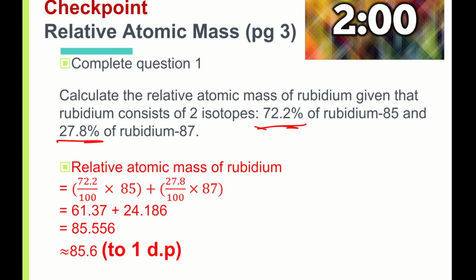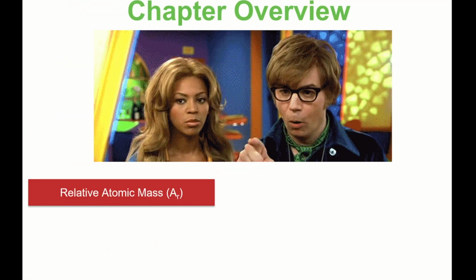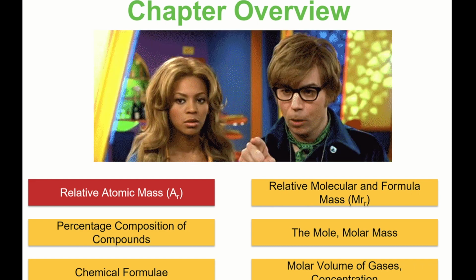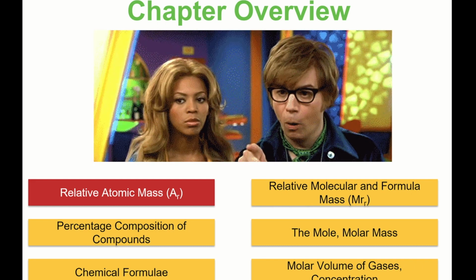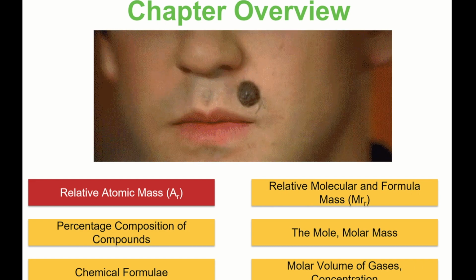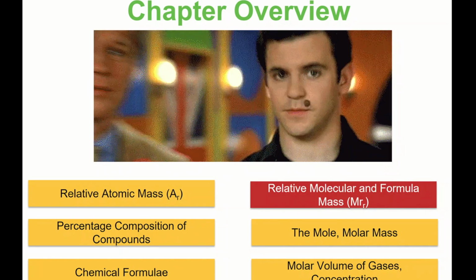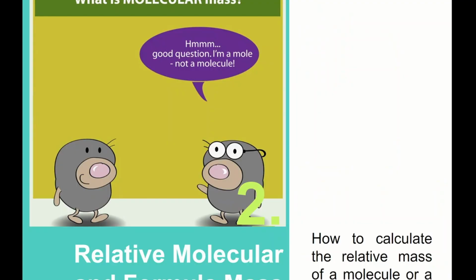Now let's take a look at the next part, which is relative molecular mass. We have finished relative atomic mass, where we were talking about the mass of one atom. What happens if we have a molecule? So we're going to take a look at relative molecular mass and relative formula mass. The question is: what will be the relative molecular mass of a molecule or a compound, now that it has more than one atom?